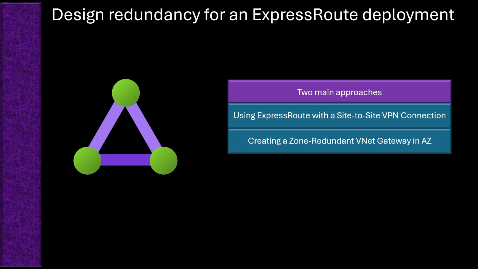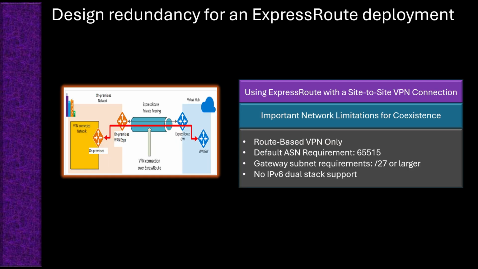To design redundancy for an ExpressRoute deployment, there are two main approaches you can consider. First one is using ExpressRoute with a site-to-site VPN connection. And second one is creating a zone redundant virtual network gateway in Azure availability zones. Let's discuss ExpressRoute with a site-to-site VPN connection first.